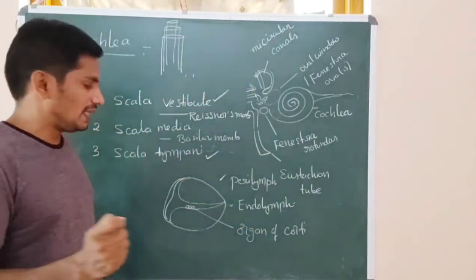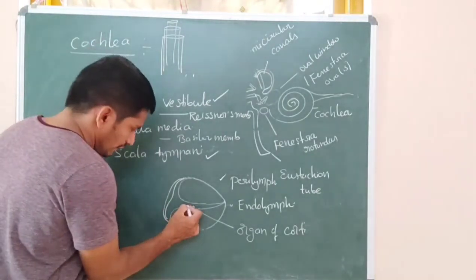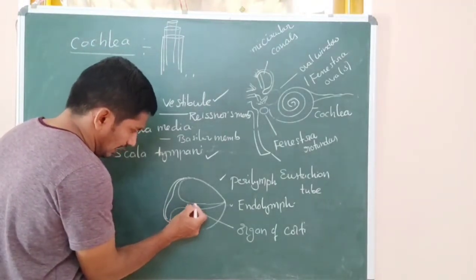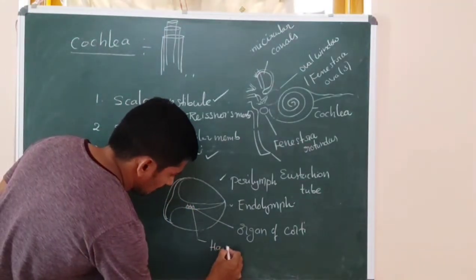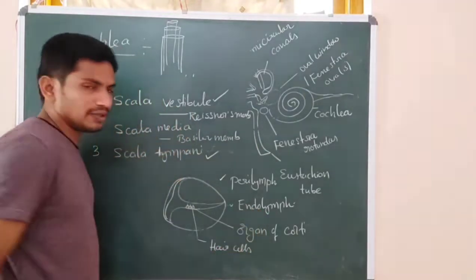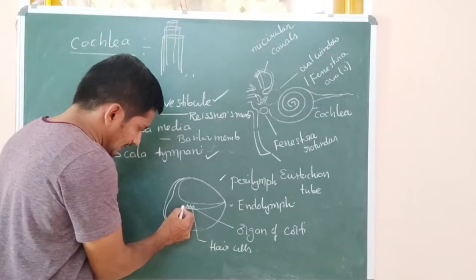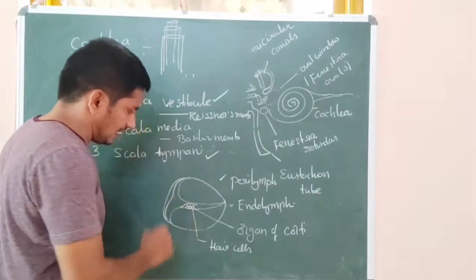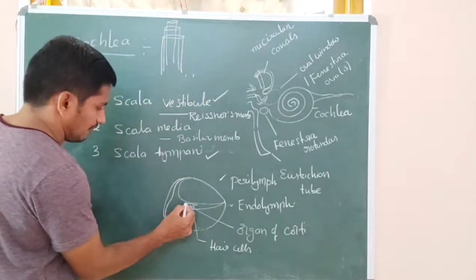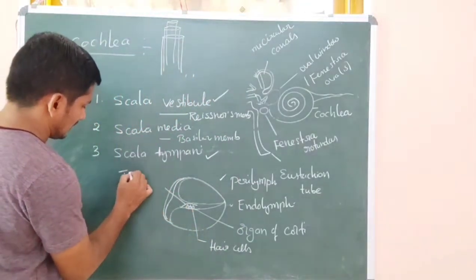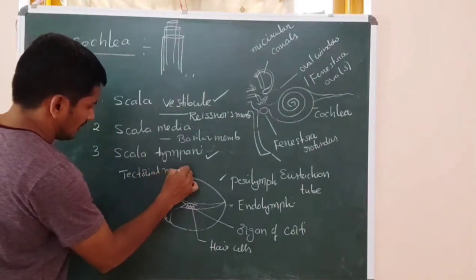On the basilar membrane, we can find small epithelial cells which possess small hair cells. We call these cells hair cells. Got it? These hair cells are covered by a very fine membrane. We call it the tectorial membrane. What is the membrane name? Tectorial membrane.